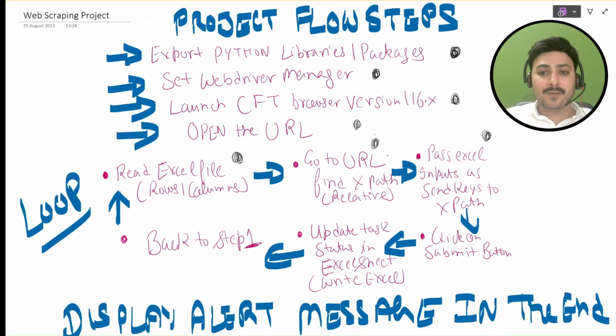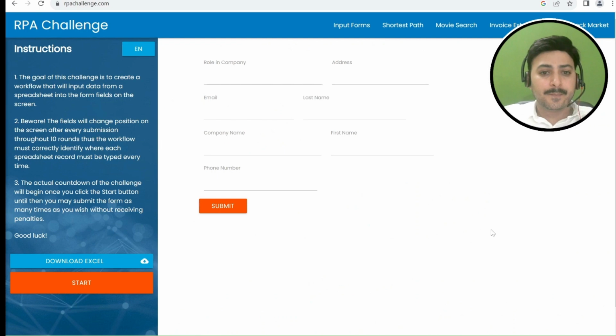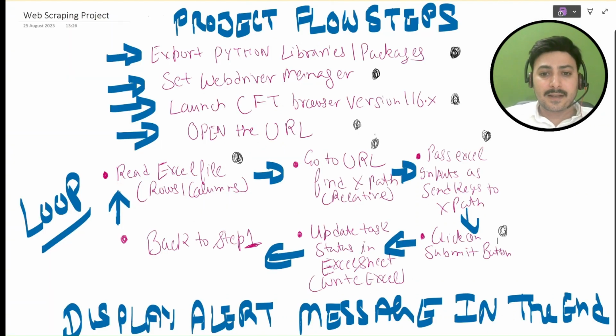Okay, and then we'll use the send keys to input the XPath, and then we'll click on the submit button, this one at the bottom. Okay, and then we'll update the task status in the Excel spreadsheet.